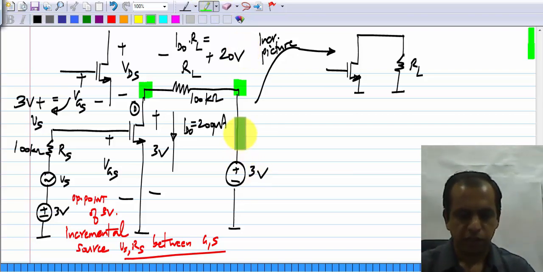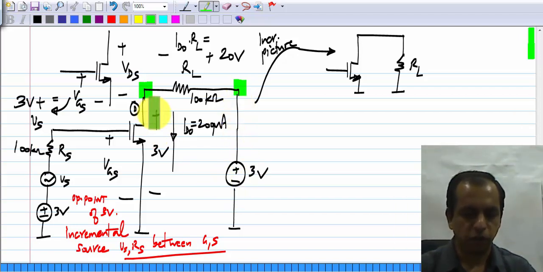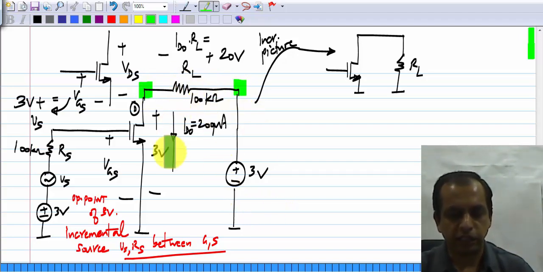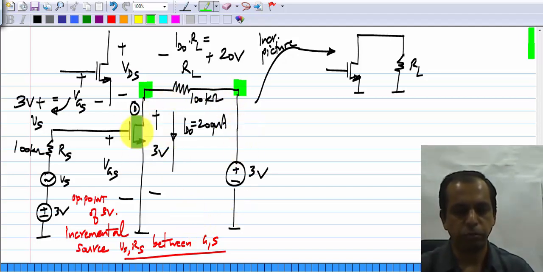Now, clearly there is some inconsistency here. If you apply 3 volts here, you are not going to get 3 volts here. You will get 3 volts minus the drop across RL. And you can consider this circuit and see that if you do actually make a circuit like this, the transistor will get pushed into the triode region. Okay.